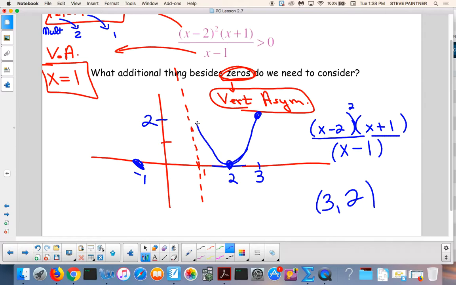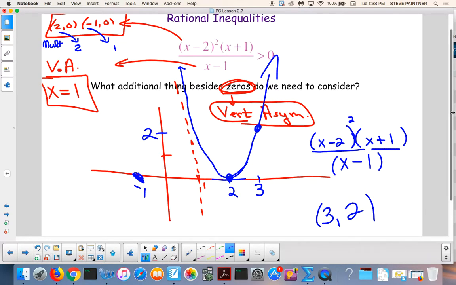Wait, that's a vertical asymptote. It's going to ride it all the way up. Okay? This one goes up like this. Looks like a parabola on the right side. On the left side of the vertical asymptote, something else could happen. Well, one thing I do know, it's going to hit this point, and because the multiplicity is 1, it's going to go through.